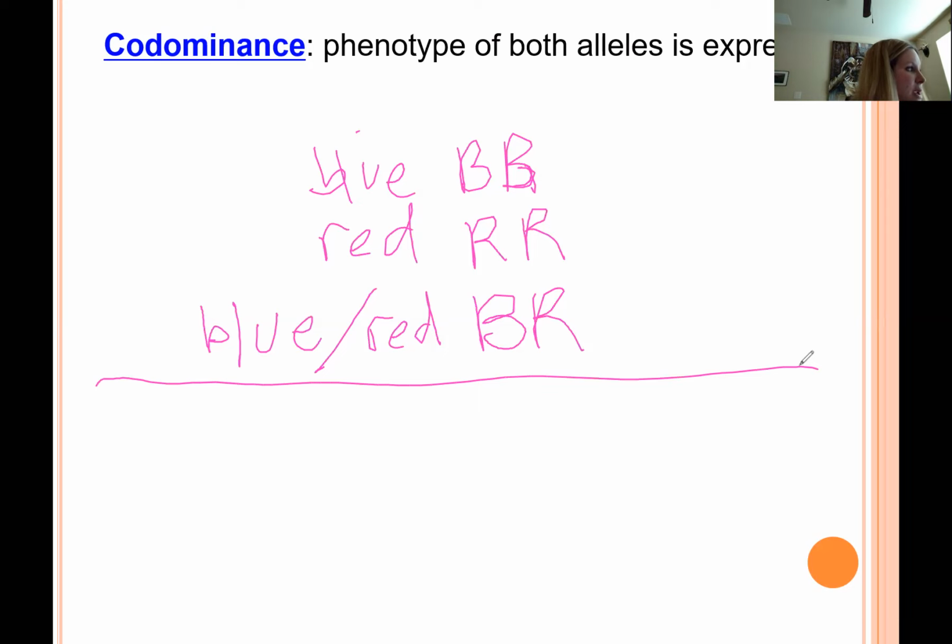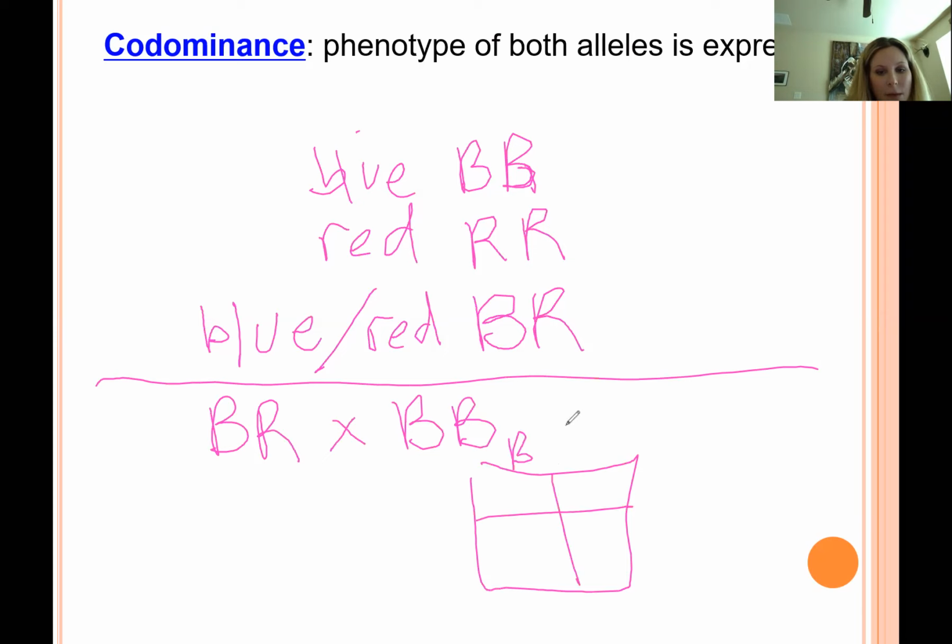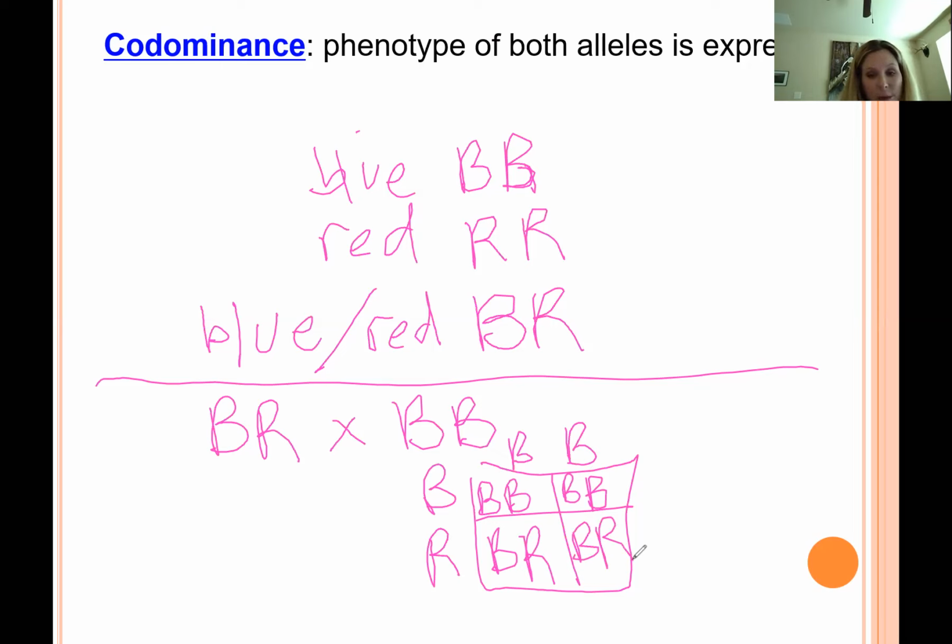Number three says, what happens if you breed a patchwork fish with a fish that only has blue scales? Right. Easy, right? I'm kind of running out of room, so it should be like that. And then I cross them. Cool. Looks like 50% are going to be all blue and 50% are going to be patchwork. What is the probability of having fish with red scales? Zero. What is the probability of having fish with patchwork scales? 50%.